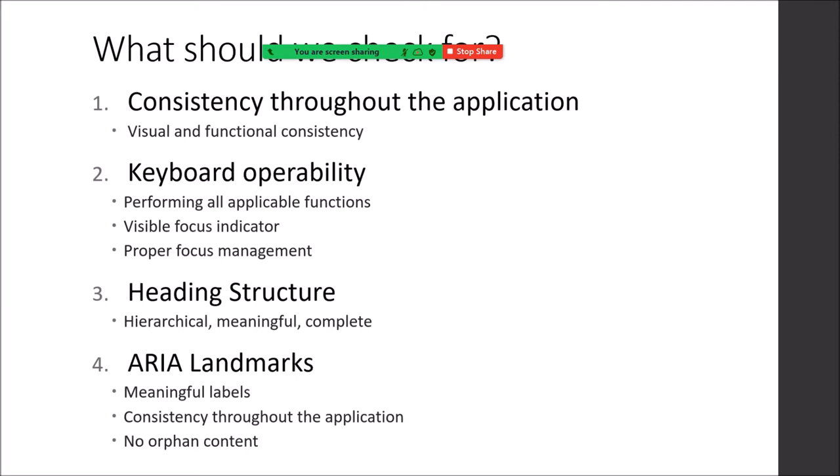Another important point: we will be using two terms, focus indicator and focus management. With focus indicator, we refer to the indicator that you see on the object that has the focus. I think in Google Chrome, it is usually a blue box, something like that. But focus management is how you handle the focus.